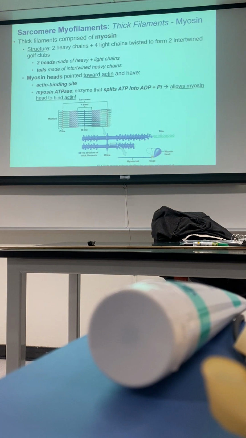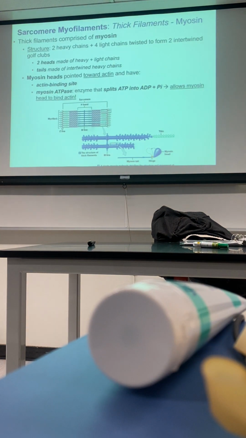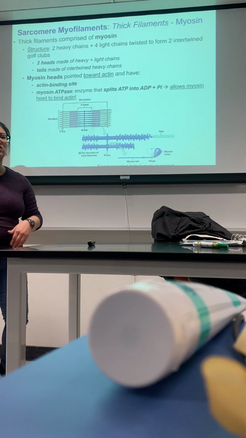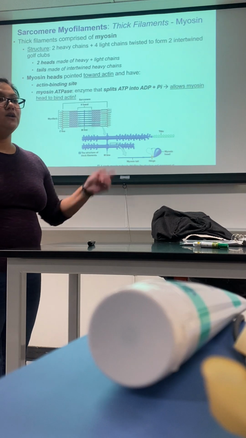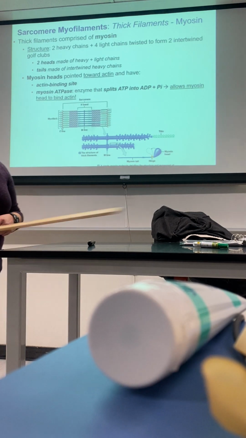Okay, so here's a question for you. What do you need to bind the myosin to the actin? ADP. You need ADP. Whether it's ADP by itself or the phosphate group, doesn't matter. You need ADP present. What do you need to relax it? ATP.